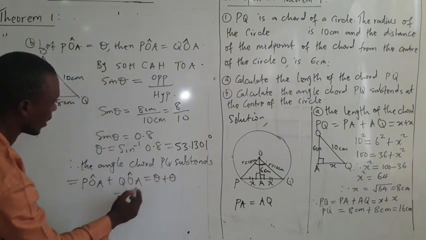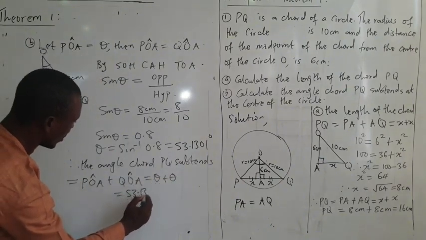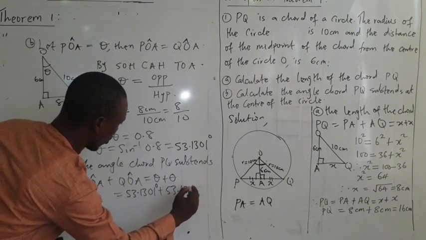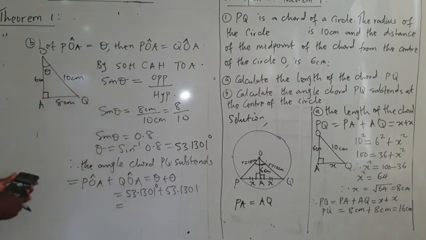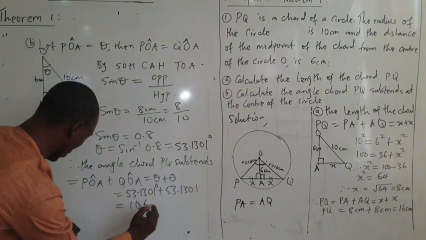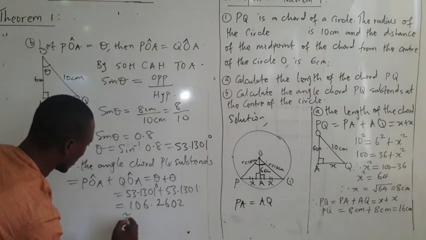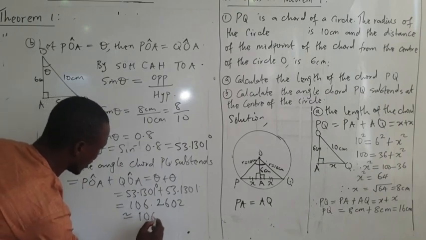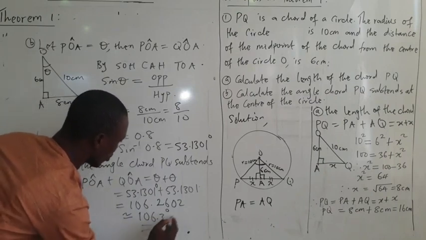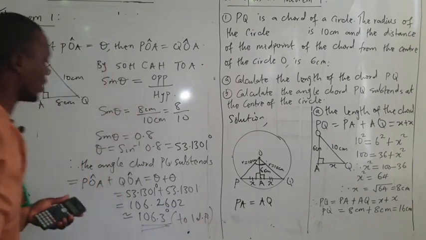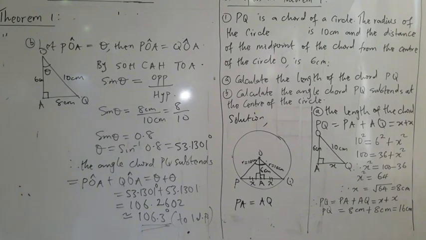And what is theta? 53.1301 plus 53.1301. If we multiply this by 2, that is 106.2602, which is approximately equal to 106.3 degrees, to 1 decimal place. So this is the answer to question number 1 under Theorem 1.